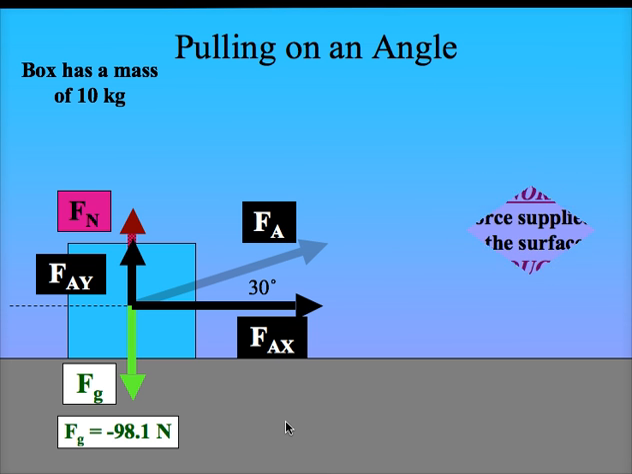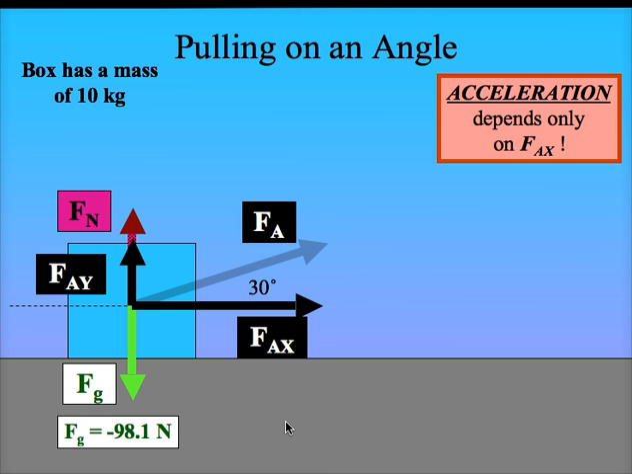So, the normal will be reduced by whatever we are pulling up on this box. The acceleration depends only on the x force. All we're going to reduce is the amount of force acting on the floor. The floor has to push back up with less force because we're pulling up slightly.